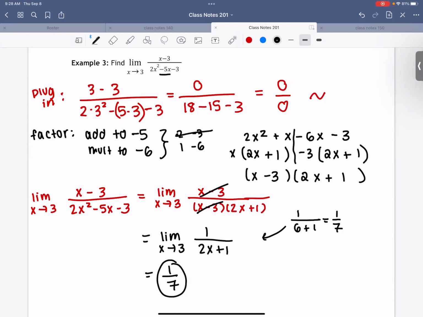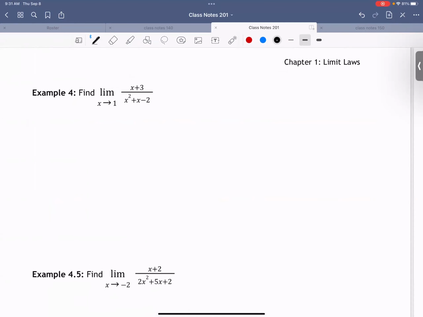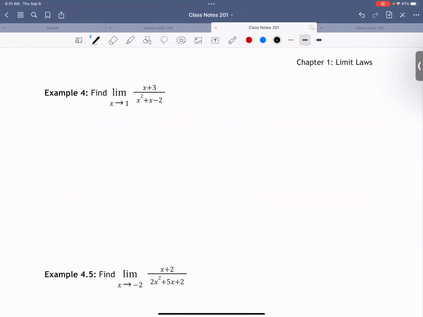Perfect. All right, if we flip to the back of the first page, we have example 4 and 4.5. I'll give you a few minutes to work on both of these examples, and we'll come back in a tiny bit. So let's talk about these. Example 4, I think, is up.